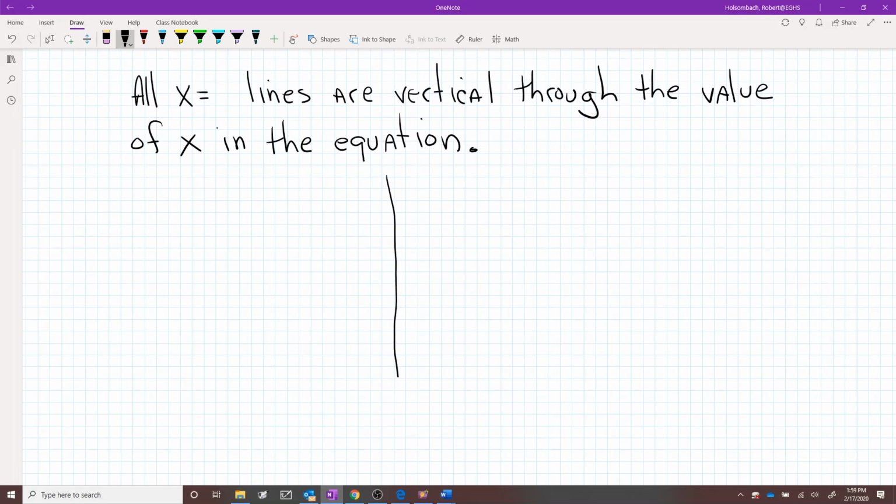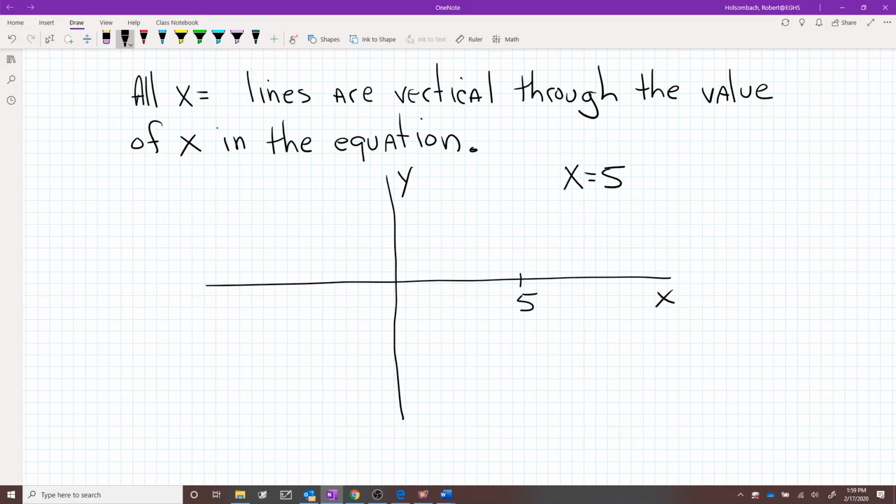So if you've got a coordinate plane, you're told that your line of reflection is x equals 5. X equals 5 is a vertical line through 5 on the x-axis. So here's your x equals 5. If you're told that your line of reflection is x equals -1, then it's a vertical line through -1 on the x-axis. Okay?